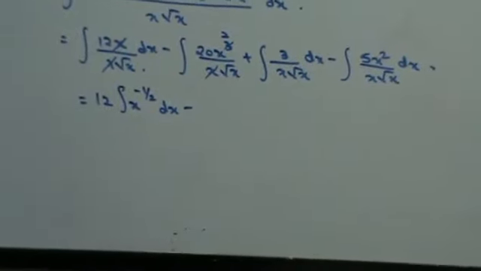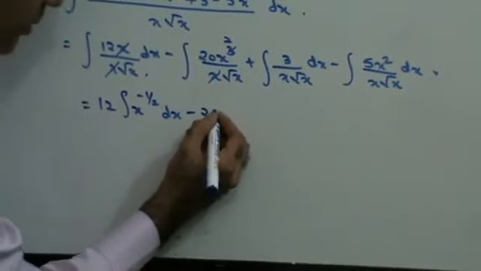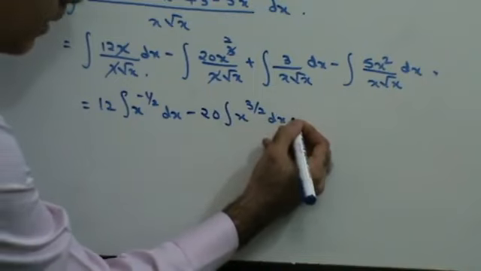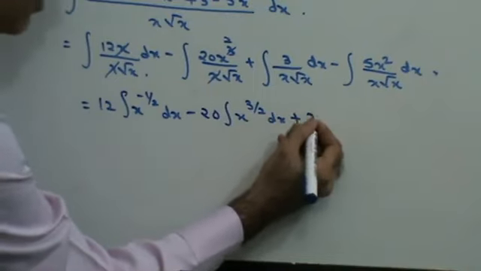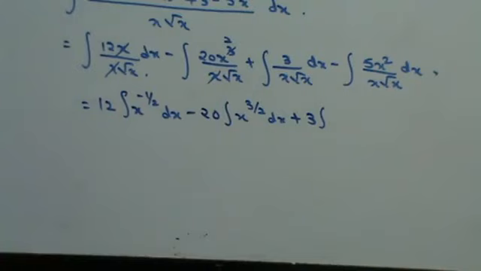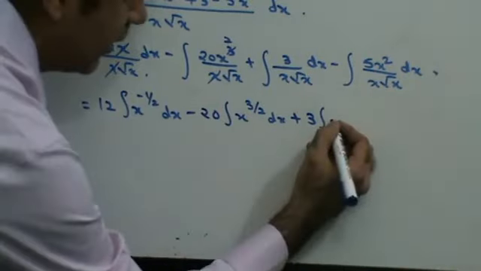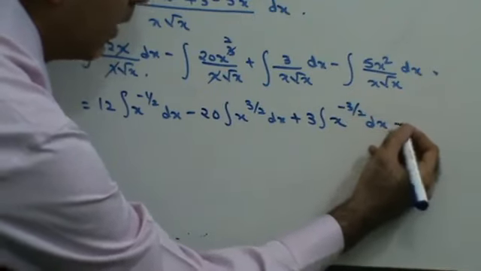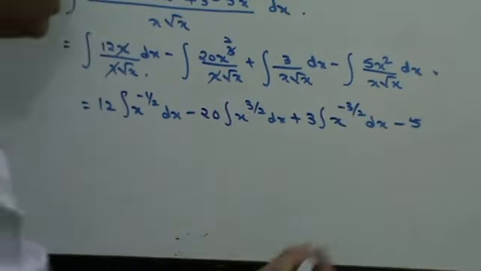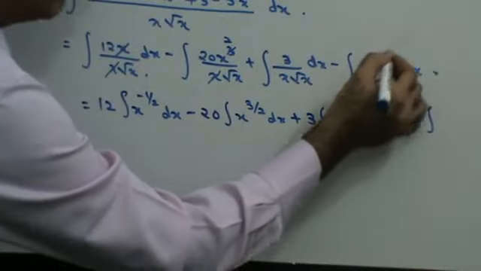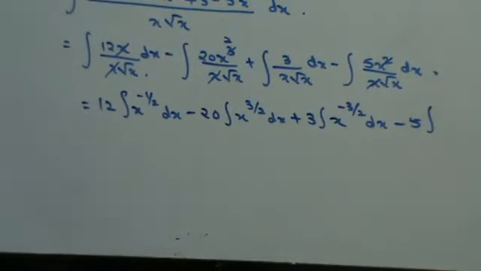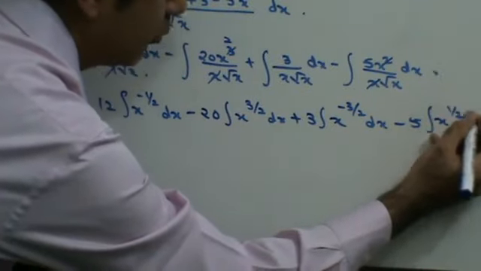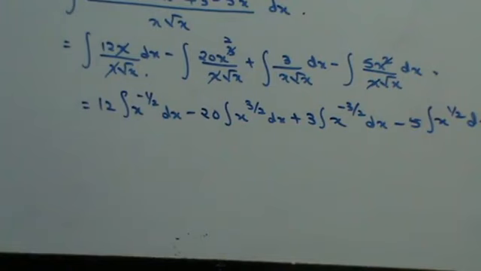x square upon root x is nothing but x root x, which can be written as x raised to 3 by 2 dx plus 3 upon x root x, which is x raised to 3 by 2. When I bring it in the numerator, this will be x raised to minus 3 by 2 dx minus 5 integral of, this is nothing but x upon root x, which is root x, which is x raised to 1 by 2 dx. Fine, do we get this thing clear?